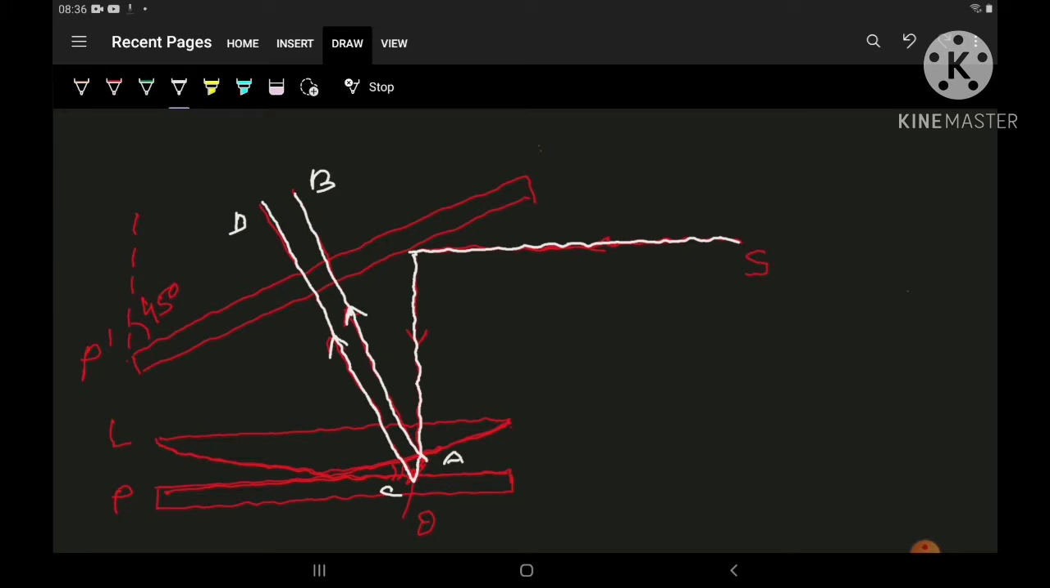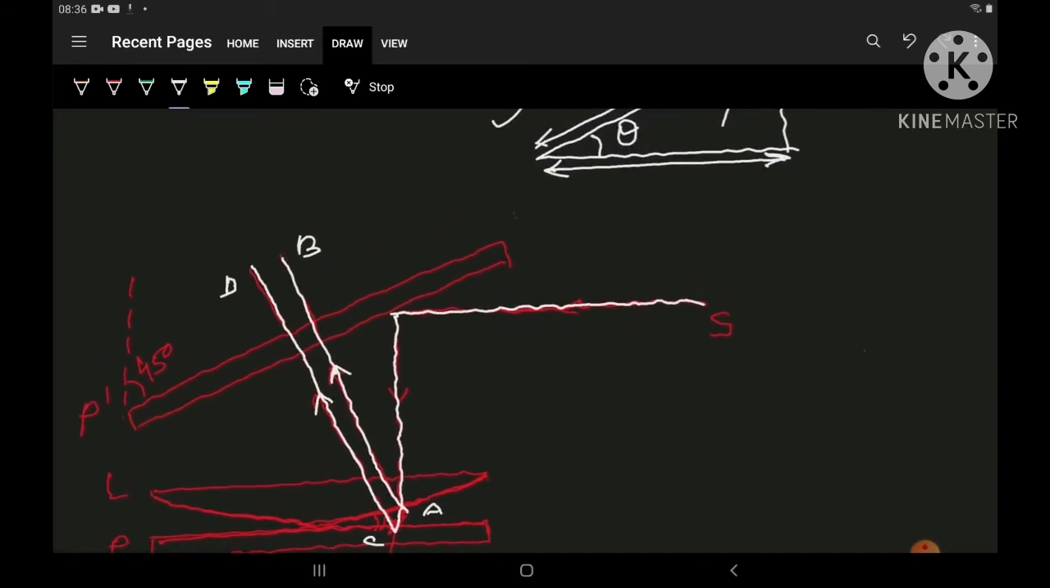The rays AB and CD are allowed to interfere with one another, and their interference pattern may be seen by a traveling microscope. Suppose M is a traveling microscope where we can observe the interference pattern. So this was the experimental arrangement of Newton's rings experiment.